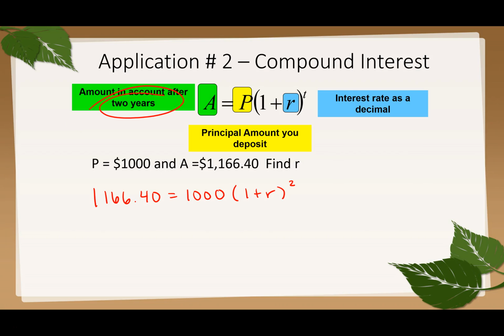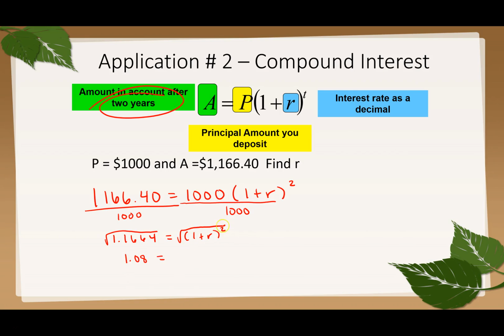So I'm going to divide by 1,000. And really, when I divide by 1,000, I'm just going to bring my decimal back 3 places. So this is going to give me 1.1664 equals parentheses 1 plus R squared. I'm going to square root this. So when I do that, I get 1.08.